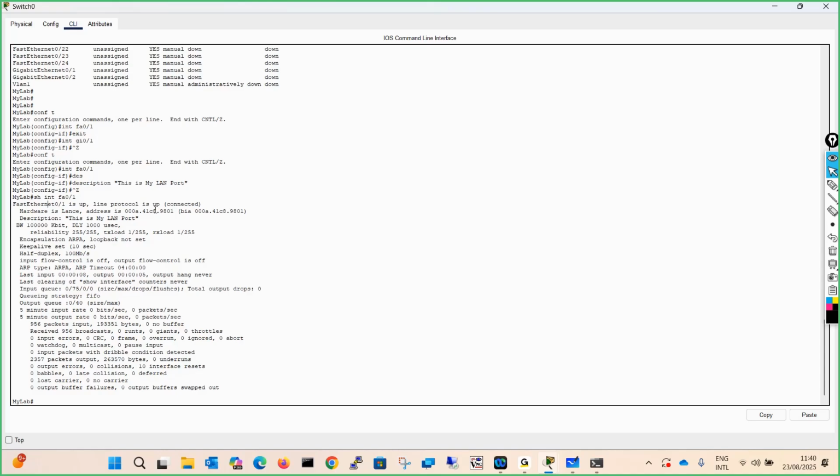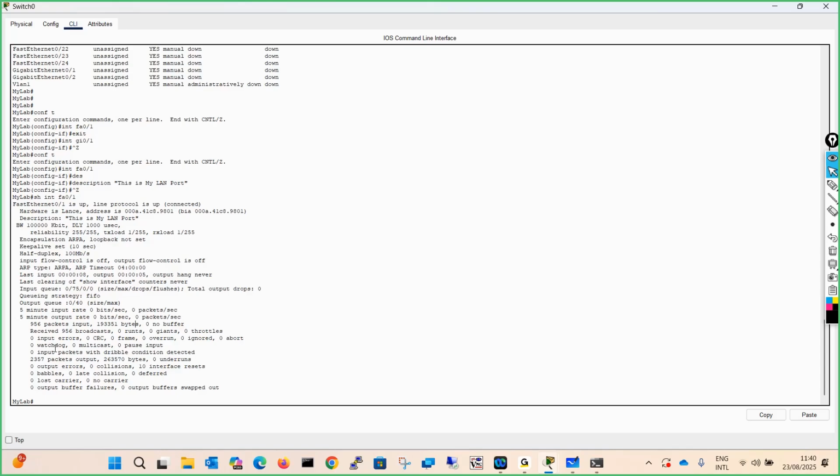It gives you the MAC address of the port number. It gives you the description. What is the bandwidth, reliability. What is loopback? We'll discuss later. So complete details. How many packets are being sent? How many you received? Each and everything is given over here. The complete detail about this interface you will see using the command show interface and the interface name.